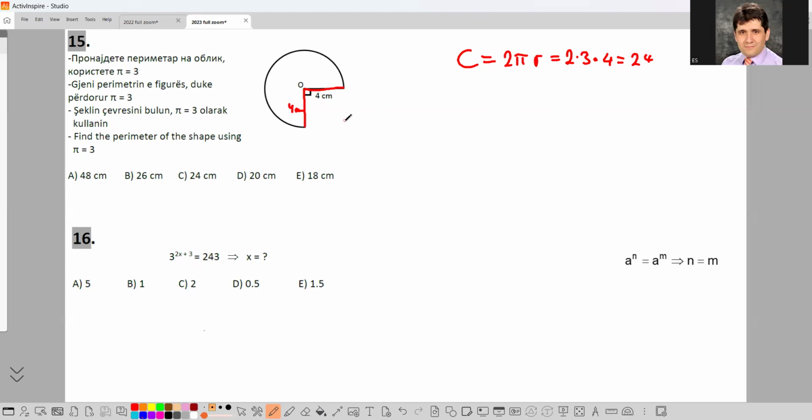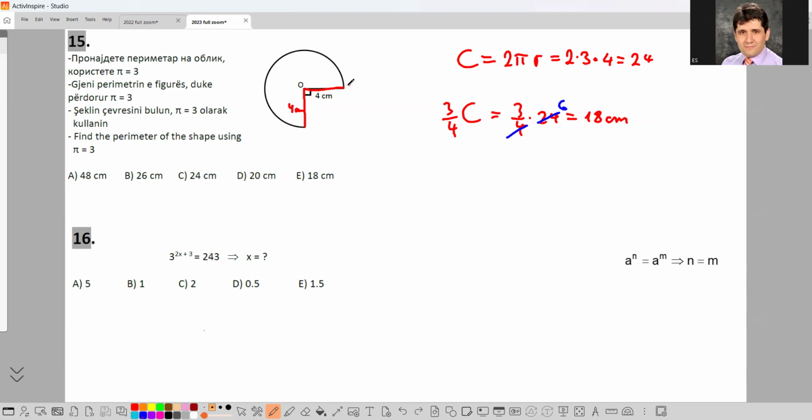We can clearly see that 1/4 of the circle is missing. So we want 3/4 of the circumference, right? Now 3/4 of the circumference of 24, we can simplify by 4. We get 6 here. 6 times 3, that's 18. 18 centimeters. Now if you go and circle 18, that's wrong.